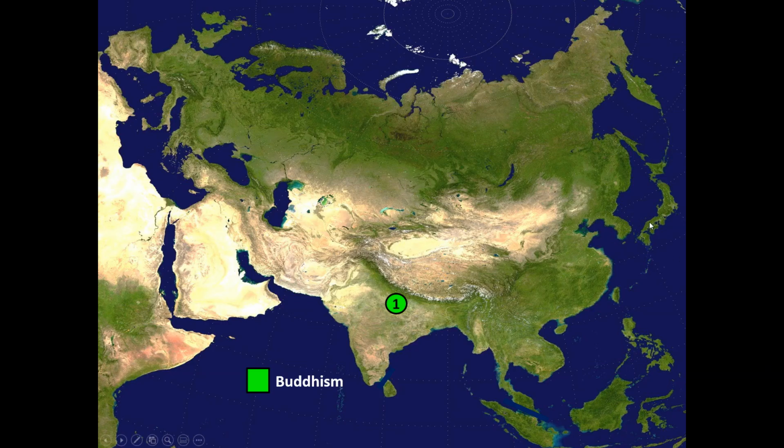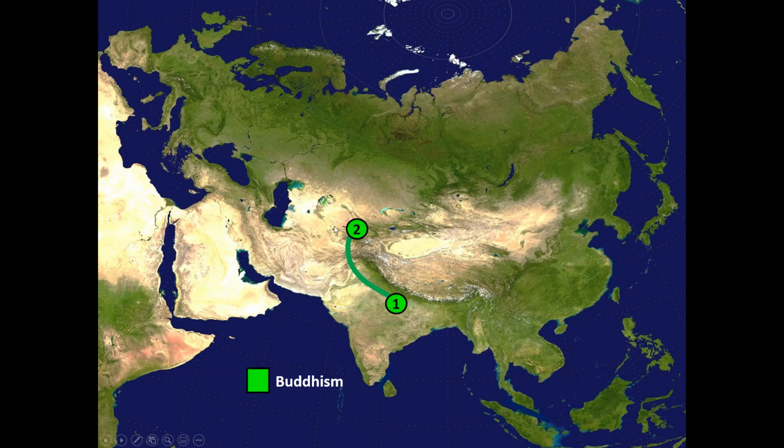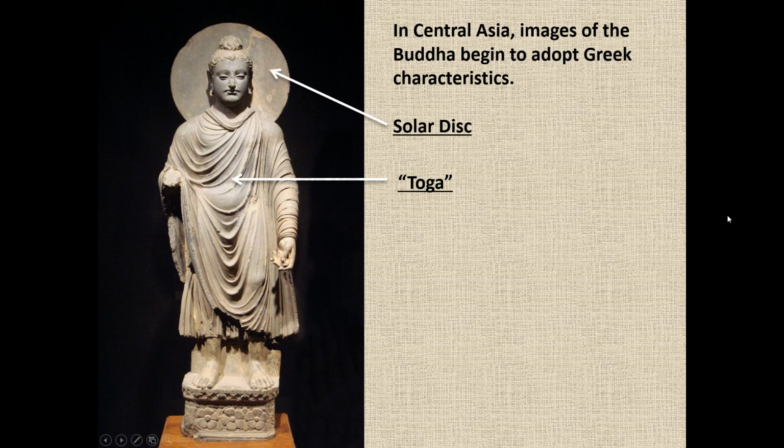From India, Buddhism travels to Central Asia, if you guys can see on the map right here. In Central Asia, images of the Buddha changed and they began to adopt a Greek characteristic because, as you can see from the map, Central Asia is closer to the Mediterranean Sea and it's along the Silk Road. One thing we also see are the solar disk and the wearing of the toga. The toga was what Greeks wore, and the solar disk represented holiness.